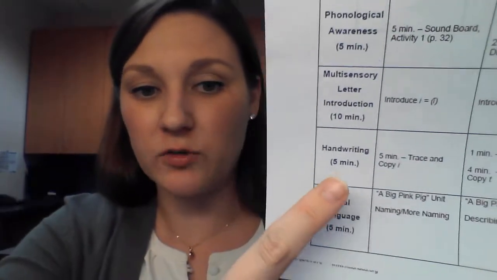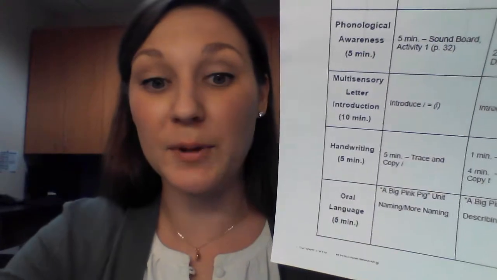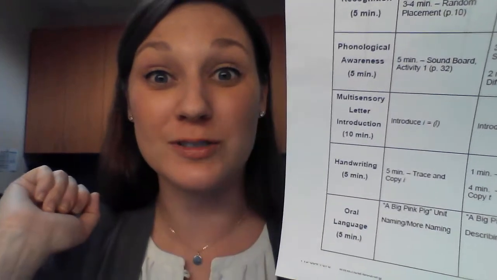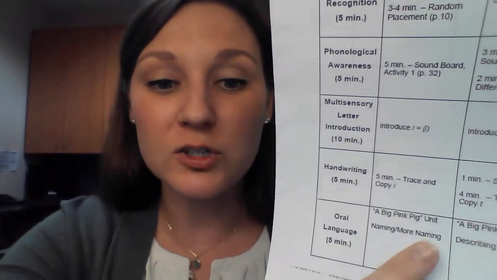Then we have next, let me pull it up a little closer, handwriting. There's going to be 5 minutes of a trace and copy activity, and they listed the letter they're going to be practicing with. Notice that letter corresponds to the letter of the multisensory letter introduction. And then finally, there's going to be an oral language component.